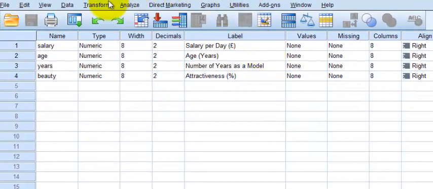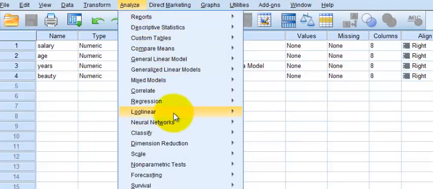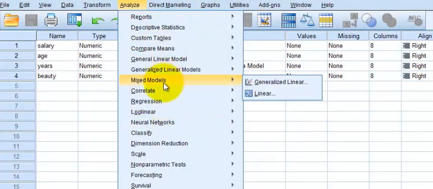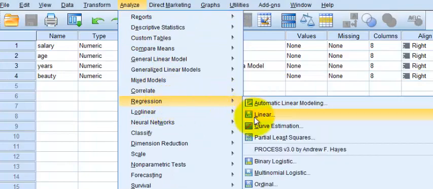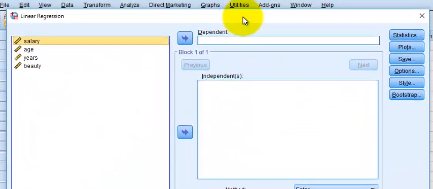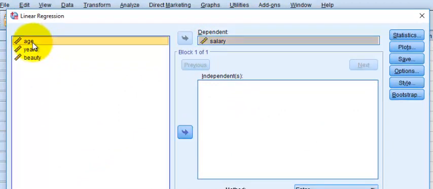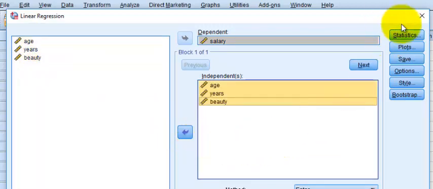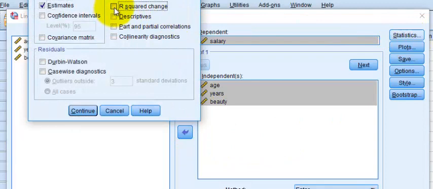So I'm going to go to Analyze, Regression. Where's regression? Regression, Linear. The DV is salary, and we want the three others to be the IVs, predictors. And these. Durbin-Watson checks autocorrelation, or independence of errors.